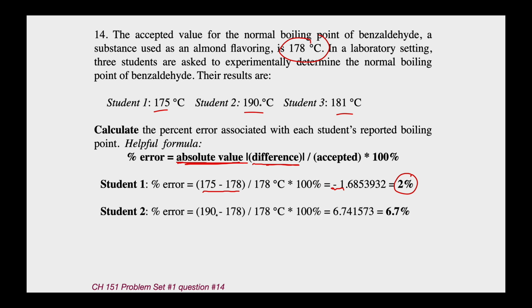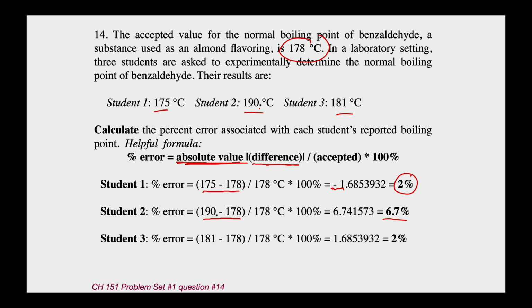Student 2, 190 minus 178 would be the difference, divided again by 178 times 100. Technically, because 190 minus 178 is 2 sig figs, 6.7%, a little bit more error in student 2's measurement than number 1, which kind of makes sense if you look at it. And then student 3 also had a 2% error when you account for absolute value and all that kind of stuff. So this is another way that scientists use to tell how close measurements are to the actual values, and this is the kind of stuff we'll do throughout these classes.